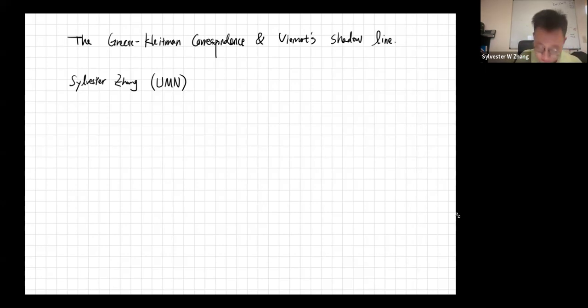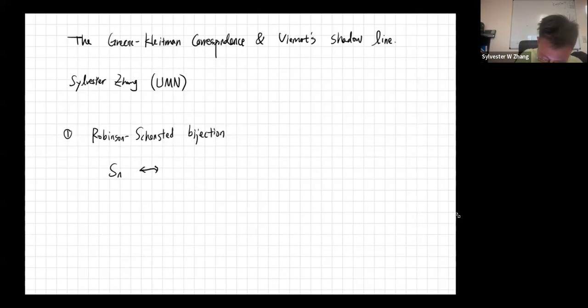The central object here, which is not in the title, is the Robinson-Schensted bijection. In short, it's a bijection from the symmetric group, which is all the permutations of n, to pairs of standard Young tableaux of the same shape.